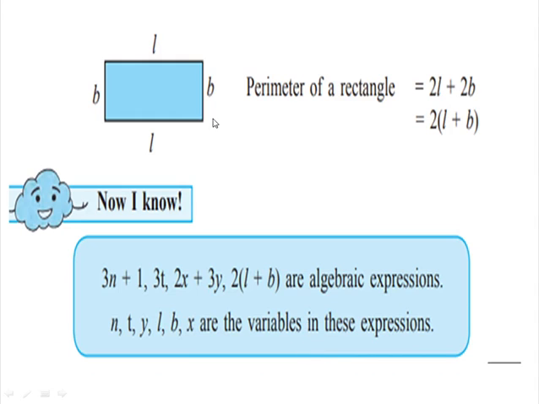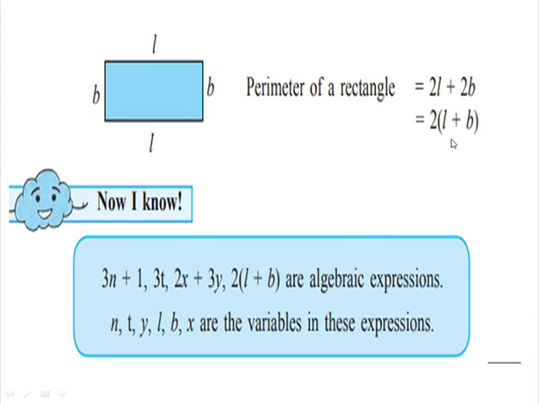Now here you know the perimeter of a rectangle. What is perimeter? Sum of the lengths of all the sides. In a rectangle we know opposite sides are the same. So if you consider length as small l and breadth as small b, you will get the perimeter of the rectangle as 2 times length plus 2 times breadth. But if you take 2 common, you will get the expression as 2 bracket length plus breadth.